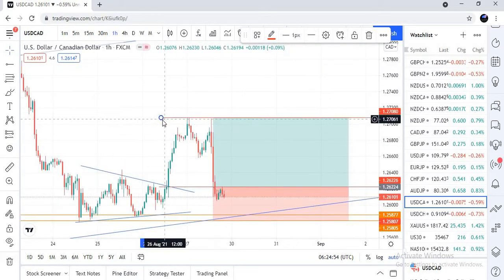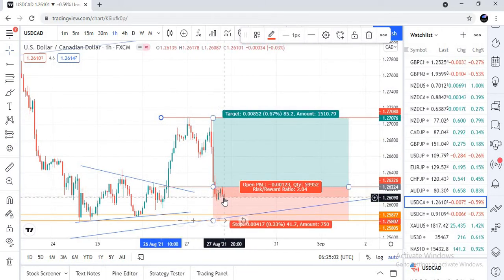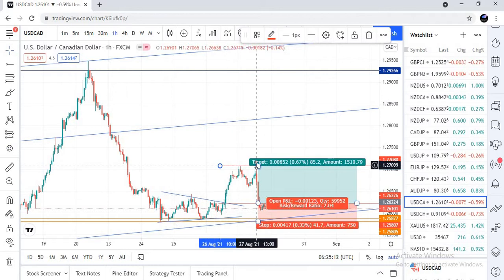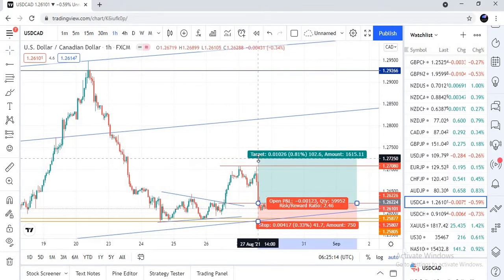As you can see right here, it has created a resistance level, which is here, and it has reversed on us, but it has hit take profit 1 and take profit 2. We didn't lose this trade, although we set a target of about 100 pips.